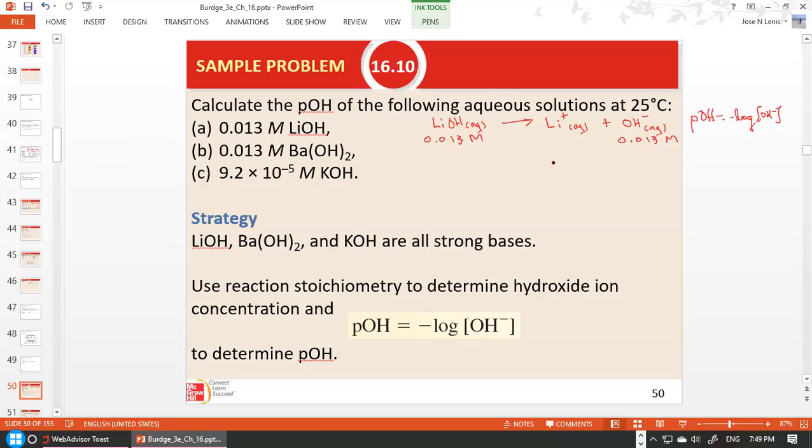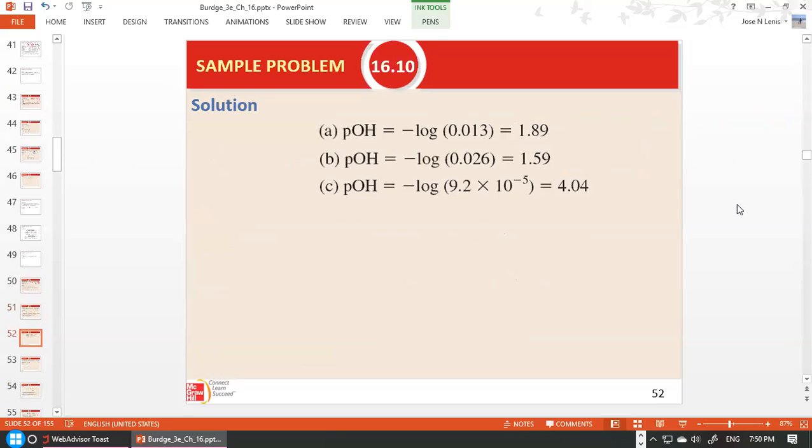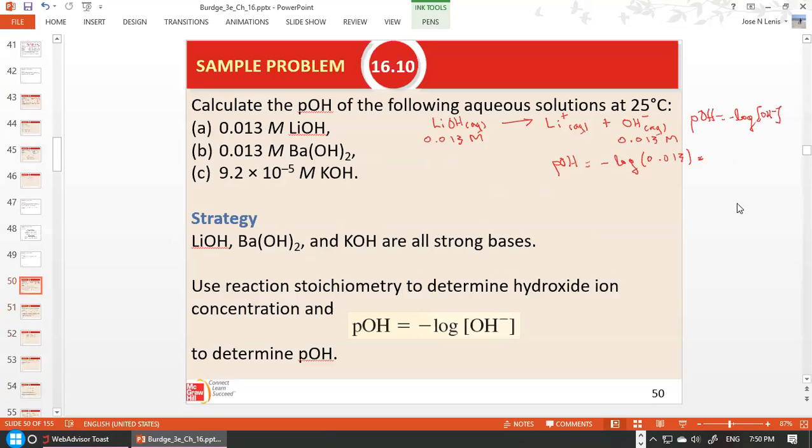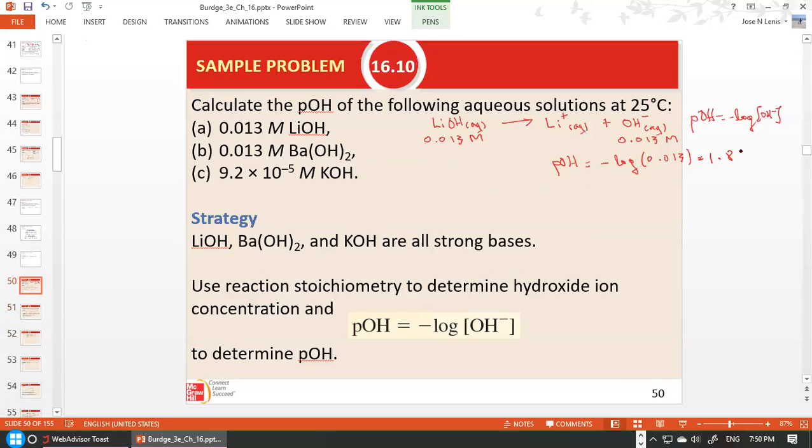So let's find the pOH of that. It is negative log of 0.013. Again, this is going to be 1.3 times 10 to the negative 2. So you know that that number is going to be small, between 1 and 2. You plug that in your calculator and you get 1.89. That's the pOH of the solution.